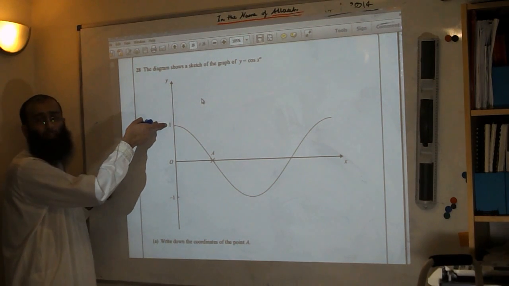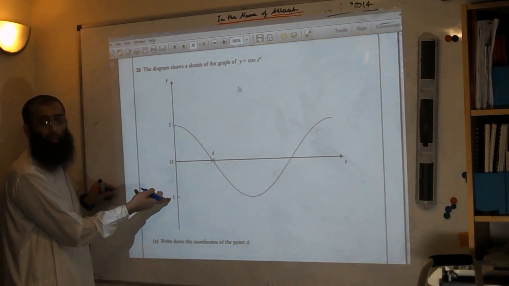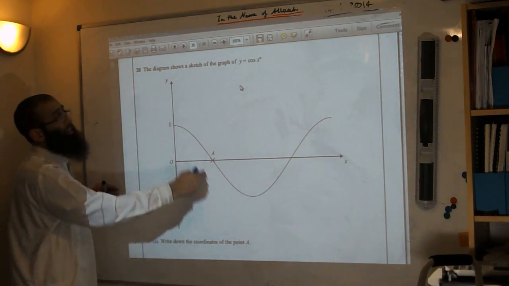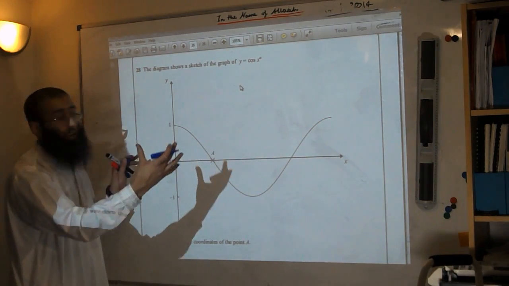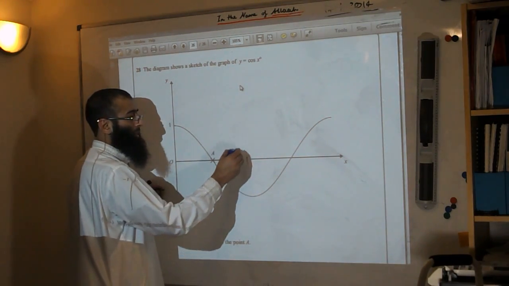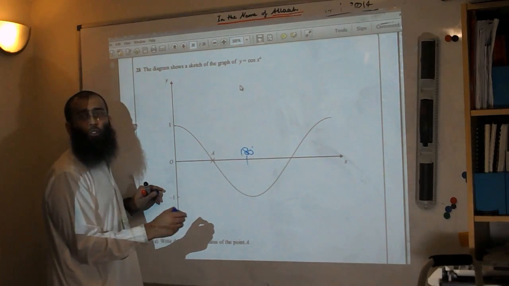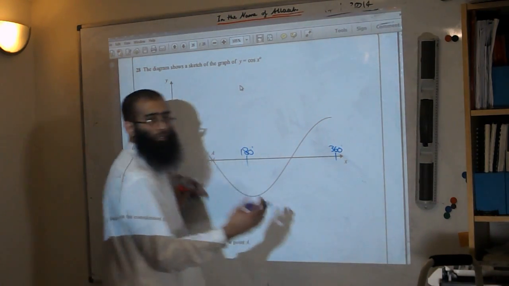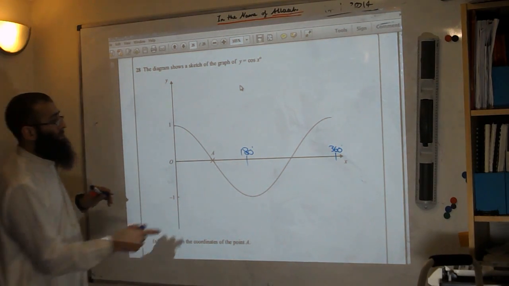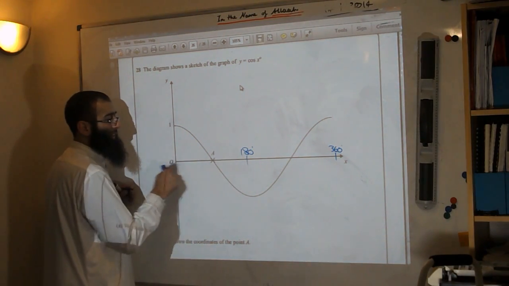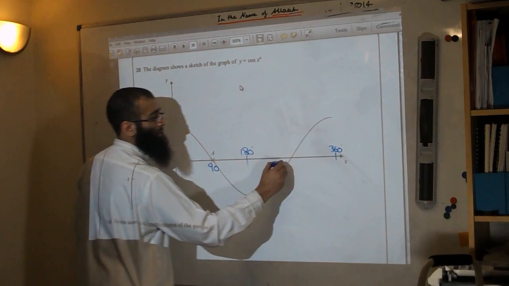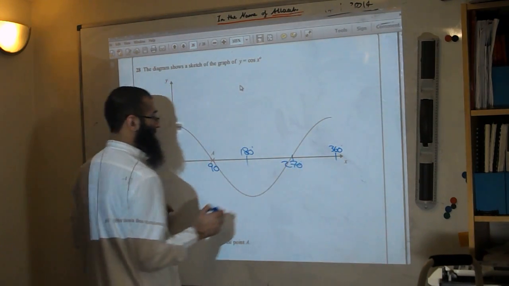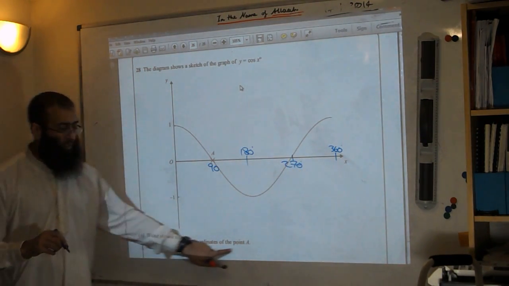So they gave you the maximum amplitude is 1 and the minimum is minus 1. Now this is one cycle of the cos function. The halfway point of a cos function is 180 degrees and the end of the full cycle is 360. So half of 180 is 90, and 270. Now, write down the coordinates of the point A.